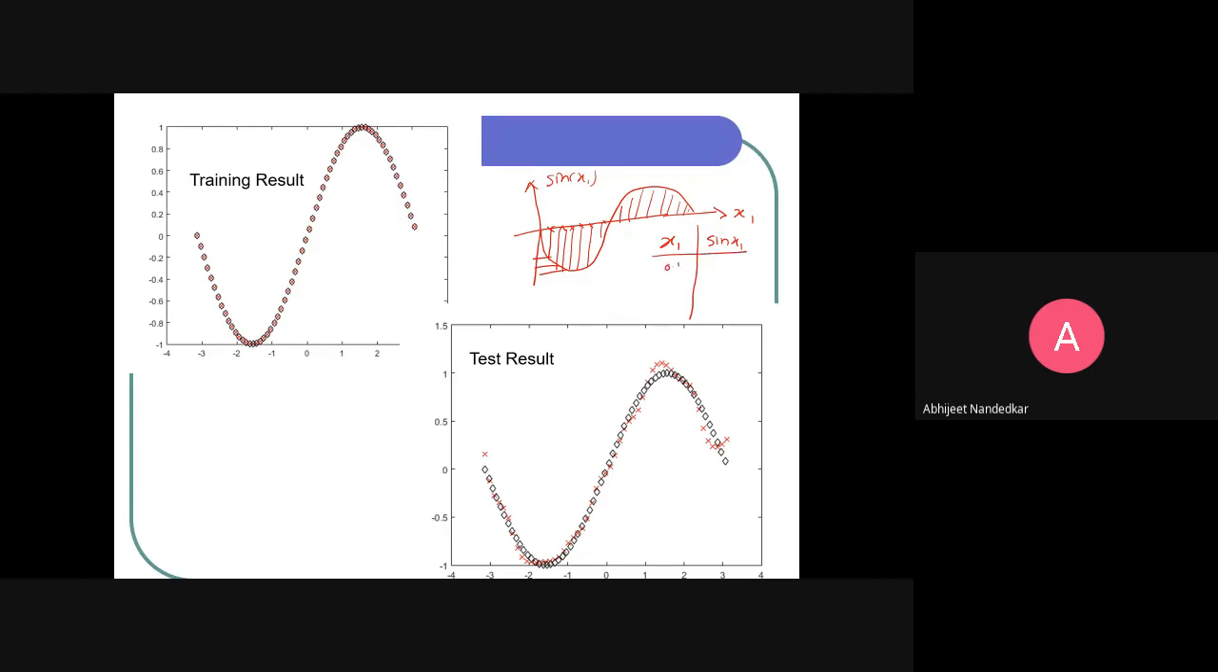So maybe 0.1. This you can take in radians. 0.1, then maybe 0.2, and so on. Then you can take corresponding sine values here. So this will be my input for the network, and this is my desired response.